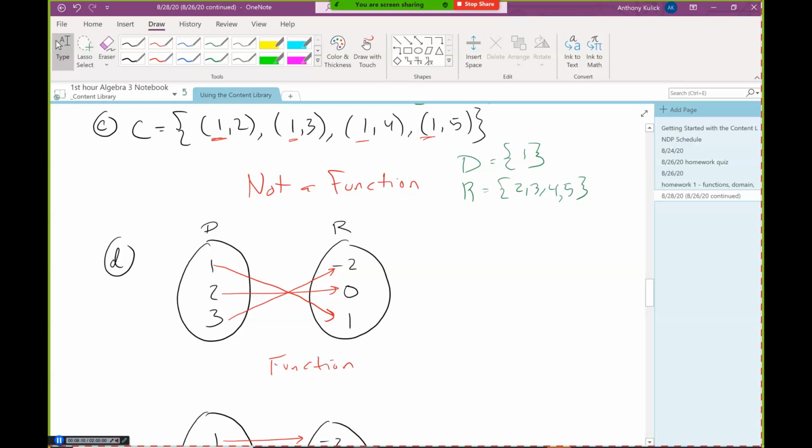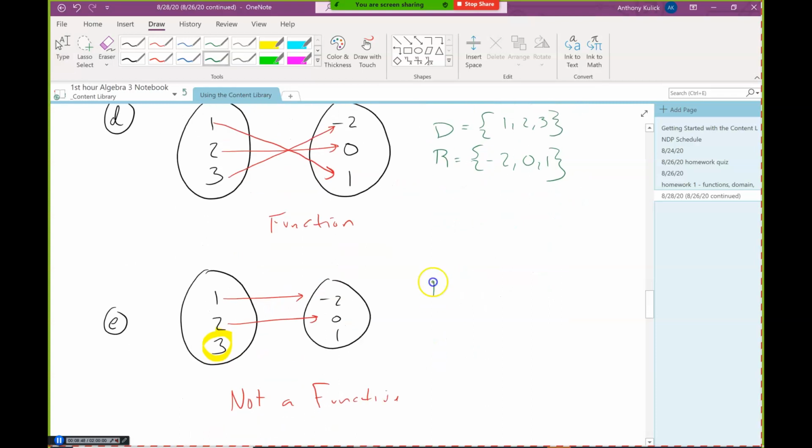So again, the domain and range should be easy to write because they'll just be lists. What will the domain be here? 1, 2, 3. Just the things inside of the D circle. And what would the range be? -2, 0, 1. Just the things in the R circle. It's as easy as that. Everybody's okay there? Okay. Let's look at the next one.